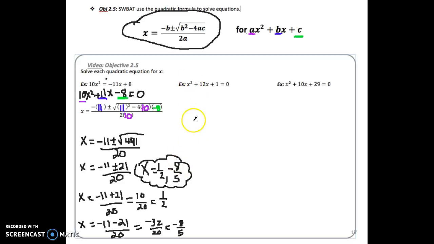All right, so let's take a second to do our next one. This one is nice. It's already in standard form for us, so we're able to quickly identify that a is the coefficient in front of x squared, which has an imaginary 1 there.